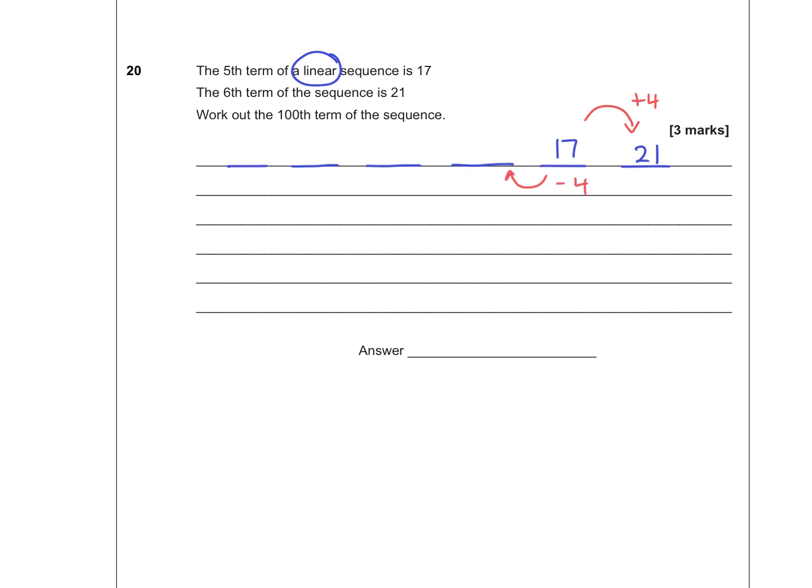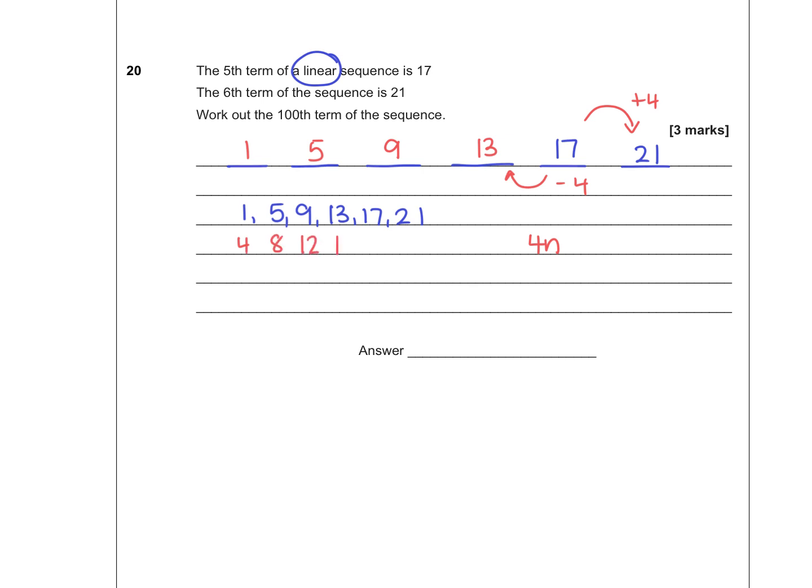So 17 take away 4 is 13. 13 take away 4 is 9. 9 take away 4 is 5. And 5 take away 4 is going to give us 1. So now we have a sequence 1, 5, 9, 13, 17, 21. I would then say, could you find the nth term of that? So we know it's going up by 4 every single time. So it's going to be 4n.